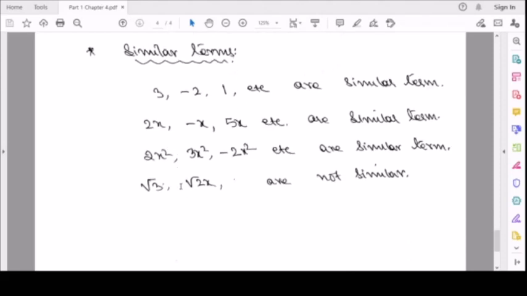Okay, now if you look at the last example I've given here, root 3 and root 2x, are these two similar? Yes or no? It's no. Why? Because here root 3 is just a constant. But here root 2x is a variable. x is a variable. That means this root 2 is together with a variable. A variable and a constant are completely different. That's why they are not similar terms.